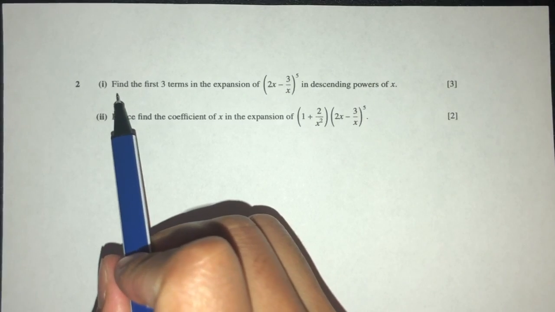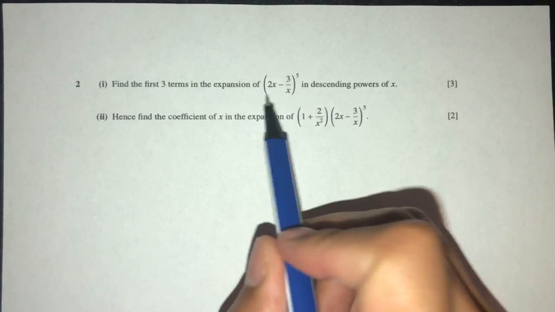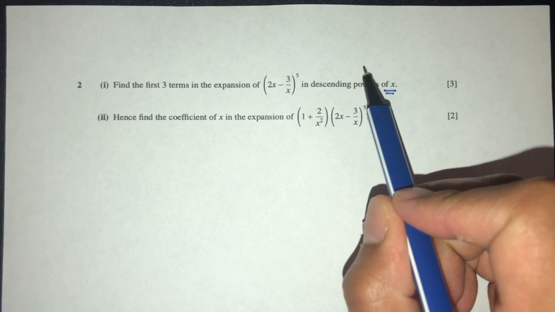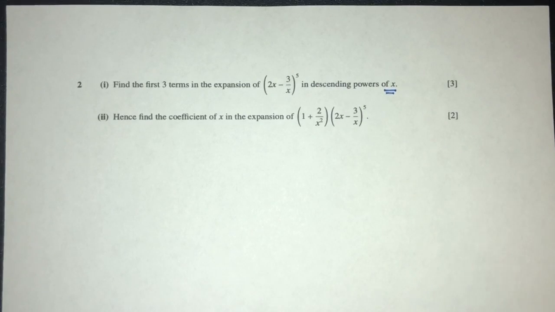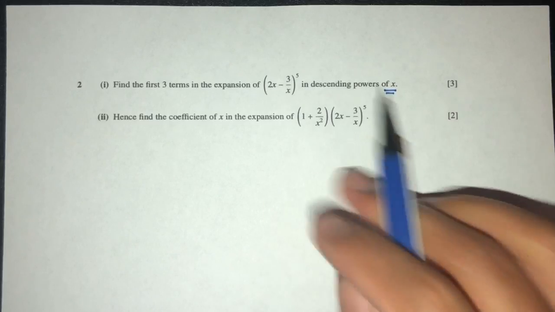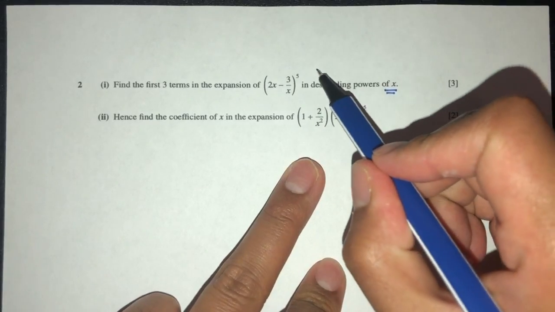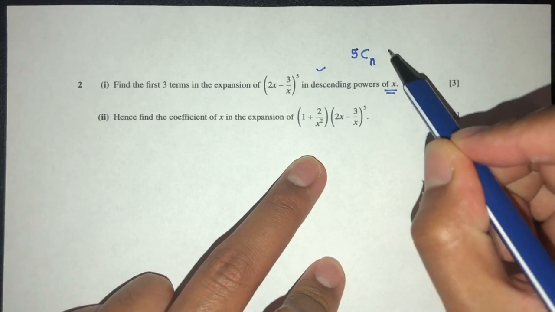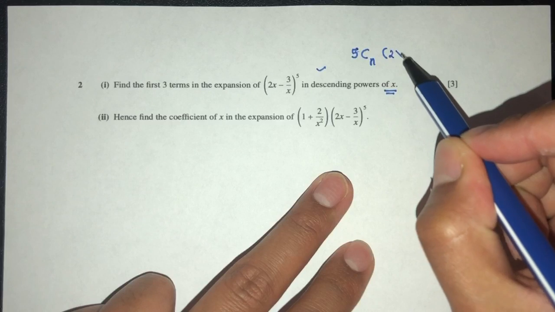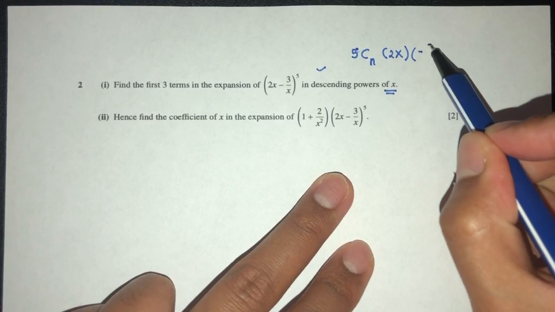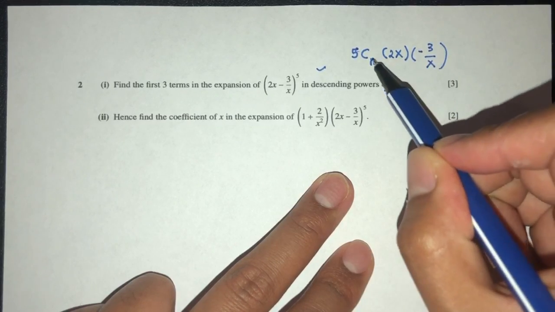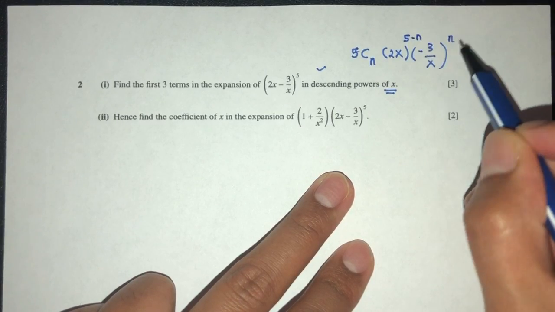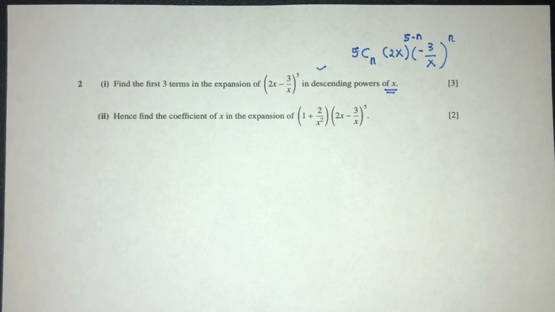For part 1, we have to find the first 3 terms of this expansion in descending powers of x, that is, from the biggest powers to the lowest powers. So how would you expand this? Usually the power is 5, 5 choose something, we don't know yet. Then the first term here is 2x, and then here we have minus 3 over x, raised to the power n over here and 5 minus n. So one of the terms will have this form.